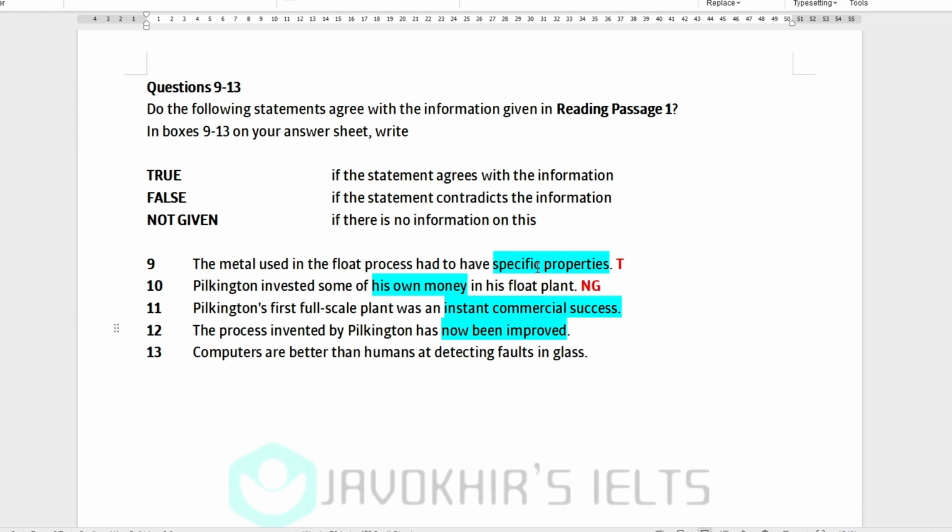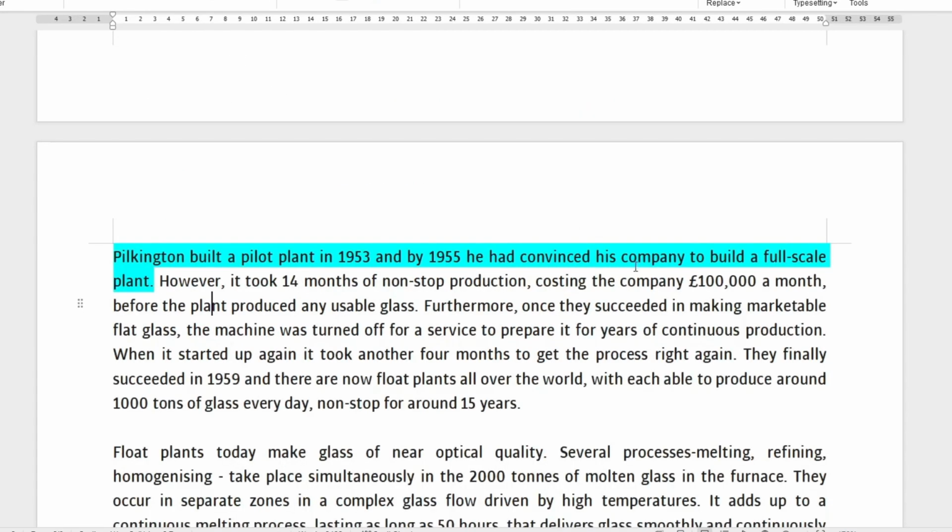Pilkington's first full-scale plant was an instant commercial success. All right. However, it took 14 months of non-stop production, costing the company 100,000 pounds a month before the plant produced any usable glass. Furthermore, once they succeeded in making marketable flat glass, the machine was turned off for a service to prepare it for years of continuous production. There we go. We have the next answer. So what is it saying?